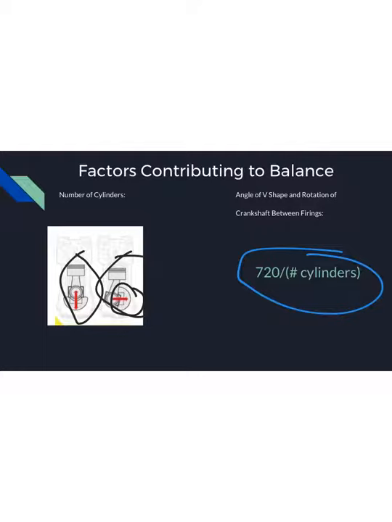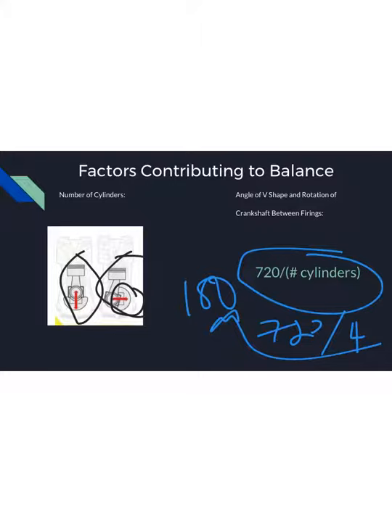So for example, this doesn't only pertain to V-shaped engines, it pertains to the flat 4 boxer engine as well. A flat 4 would fire at every 180 degrees of crankshaft rotation, because 720 divided by 4 is 180. And so having firing events that occur in equal increments is best for the balance.